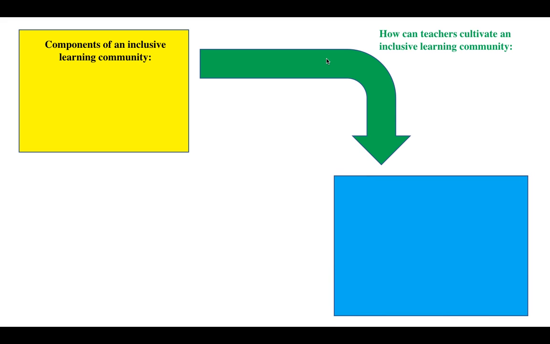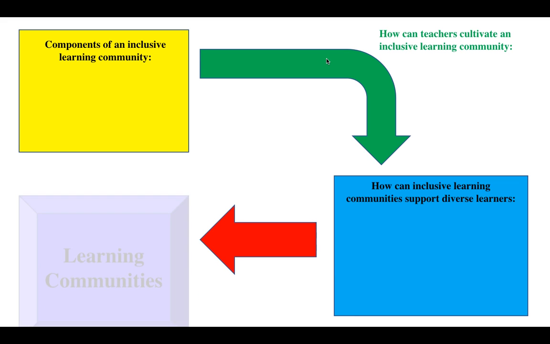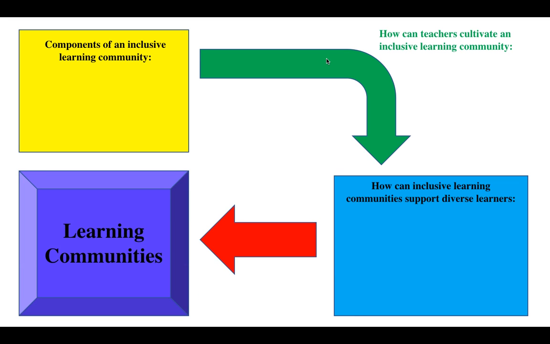I have split this into 3 different sections and questions. The first one being components of an inclusive learning community. Once you have components, then it leads to how teachers can cultivate an inclusive learning community, which then can lead to supporting diverse learners in a learning community. And all 3 of these are leading to a learning community.